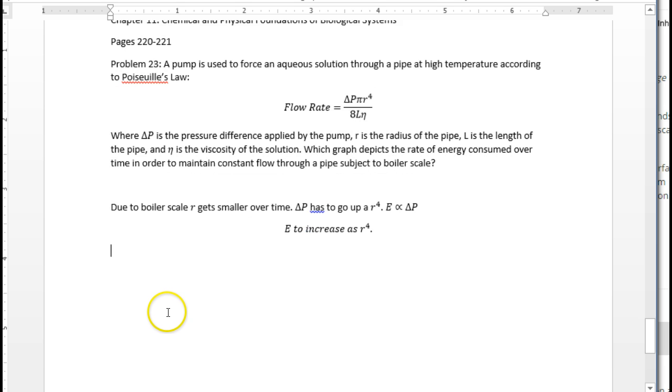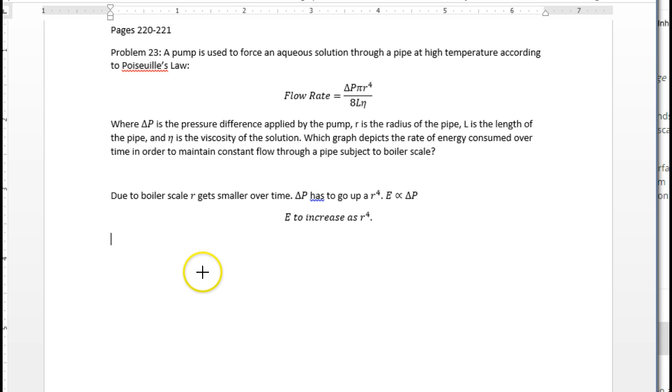And so what we're really looking for and expecting is for a curve to be something like this, where this is energy. And again, this is all qualitative. It's not quantitative, just reasoning through what it should look like. This is energy, time, and it should increase exponentially as time goes on. And that would mean that the answer is D, option D. And that's the end of problem 23.